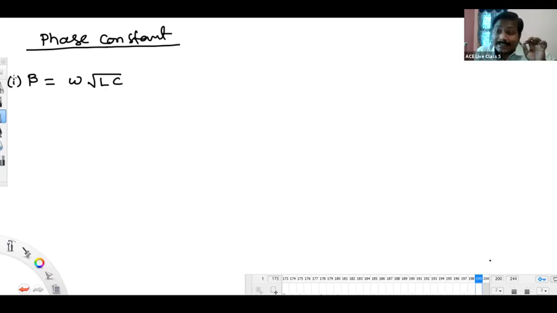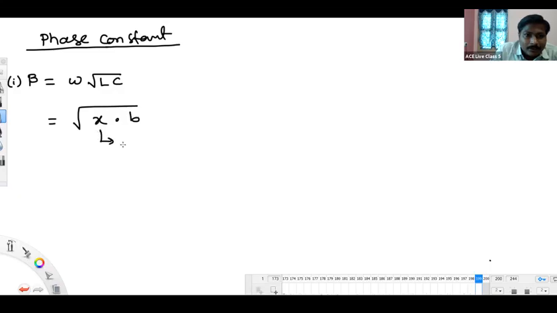Sometimes they will give series inductive reactance per kilometer and shunt capacitive susceptance per kilometer. In that case, this omega you send into the square root. It will come as omega square. Omega sent into the square root, you will get omega square. So you get omega L, omega C. It will be root of x into B. X is in ohm by kilometer. B is in mho by kilometer. That's the beta.